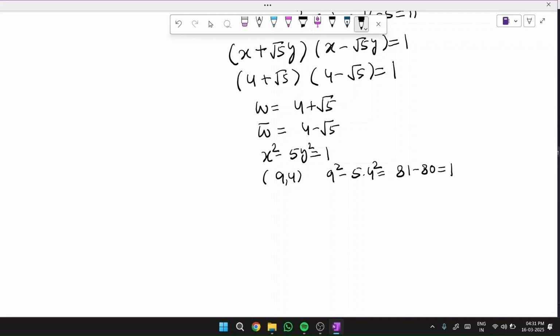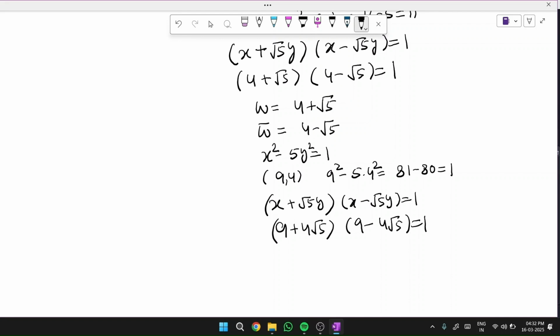So again, let's factorize this. (x + √5 y)(x − √5 y) = 1. And plug in these values here: (9 + 4√5)(9 − 4√5) = 1. And again, introducing a few more symbols here, let's call this sigma and this sigma bar.